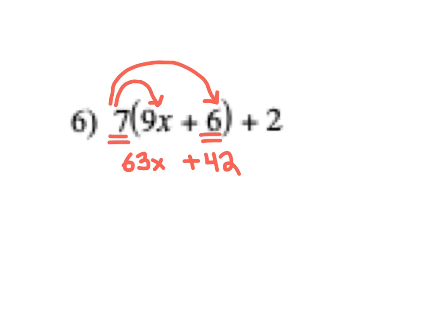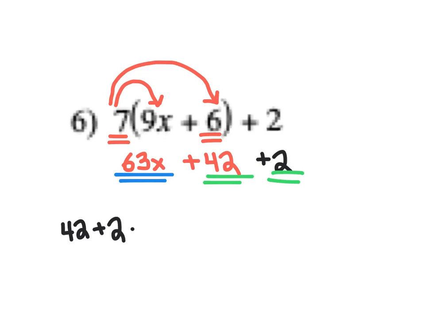And then I also have that plus 2 that was on the outside of parentheses. Once I've gotten rid of my parentheses, I can combine my like terms. So there are no other terms that have an x, so 63x is going to stay the same. But I can add together 42 and positive 2 because those are like terms. They're just regular constants, they're numbers. So 42 plus 2 is 44.